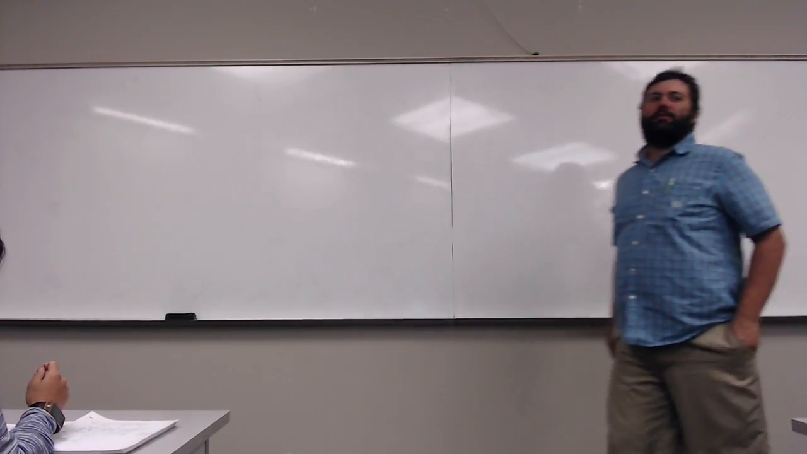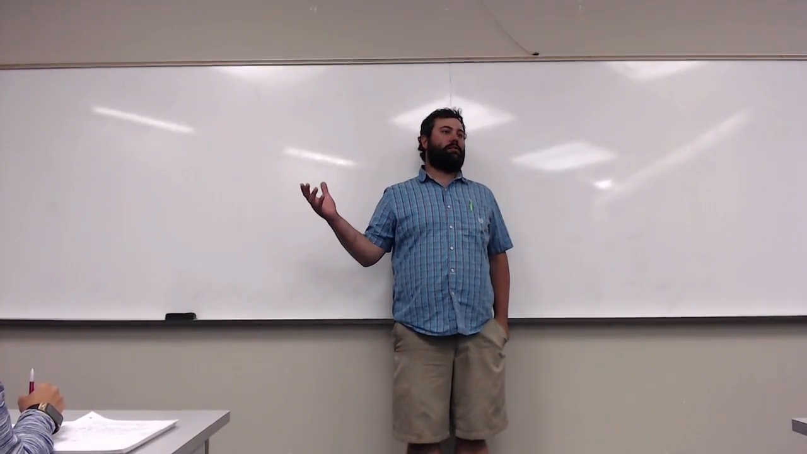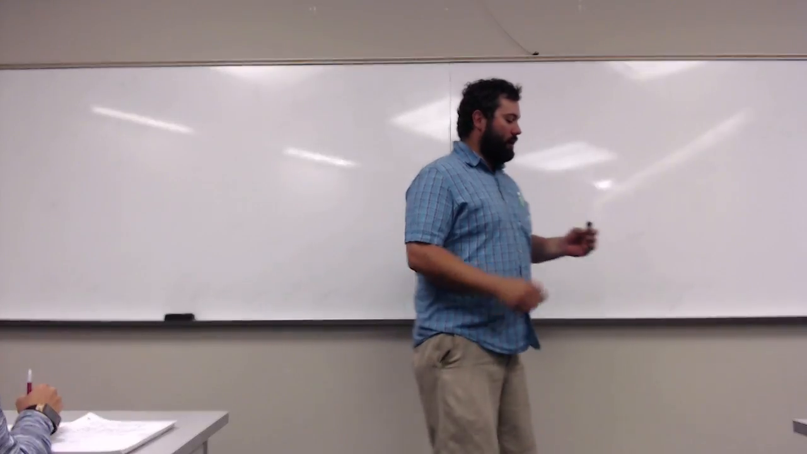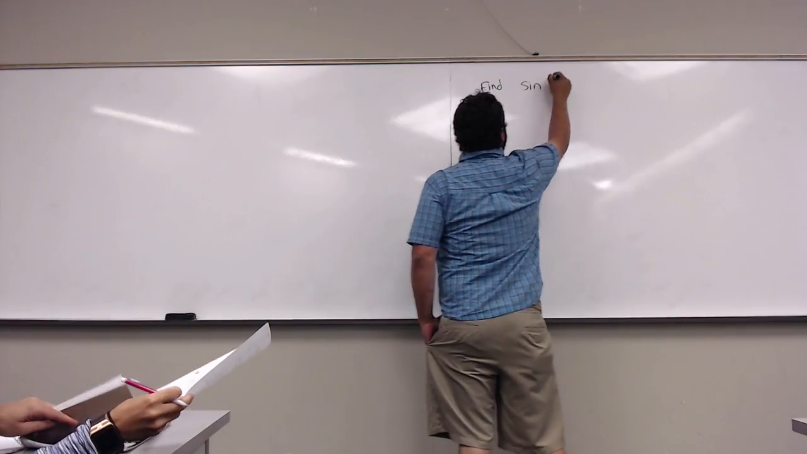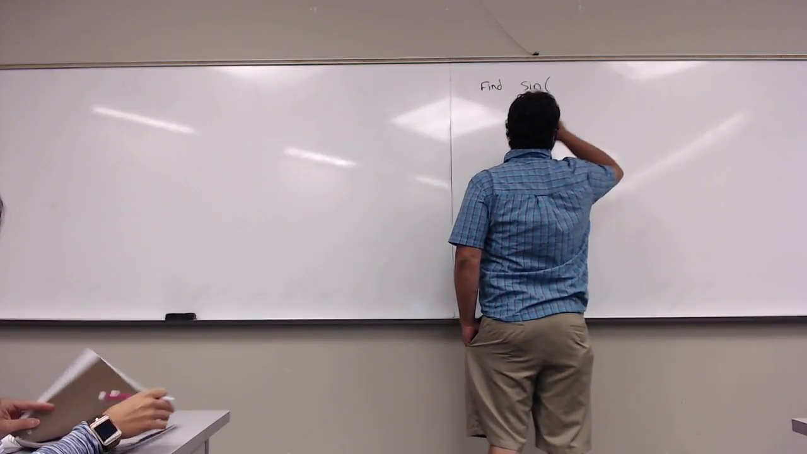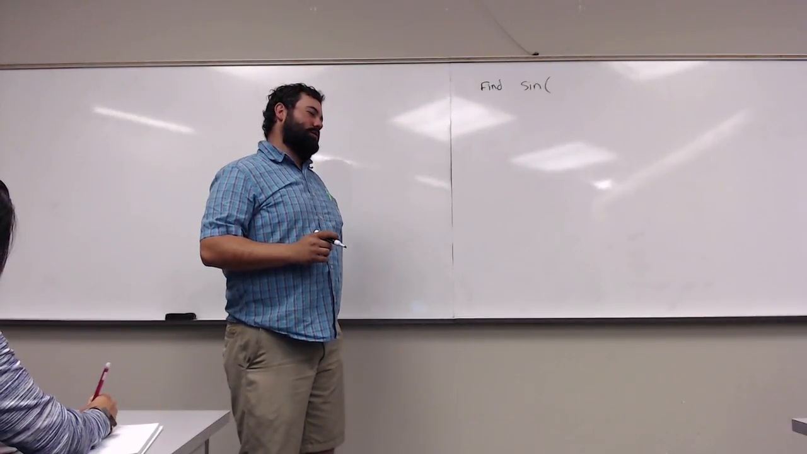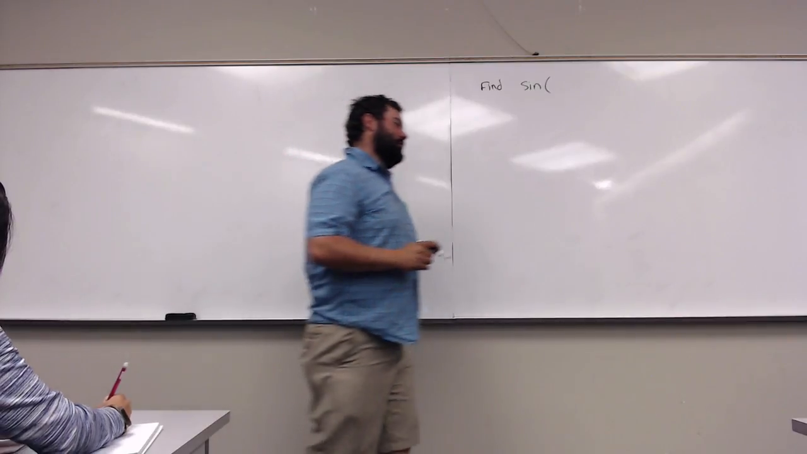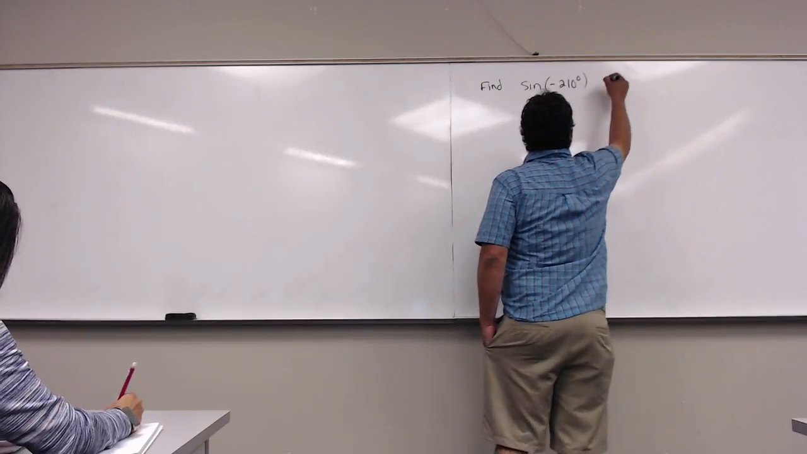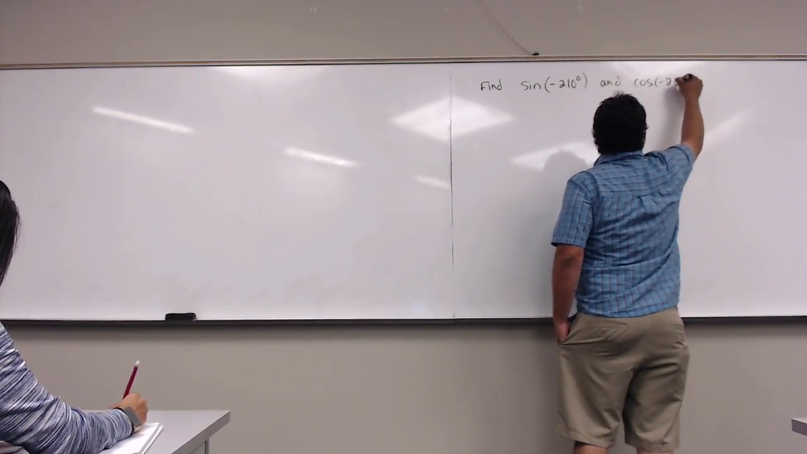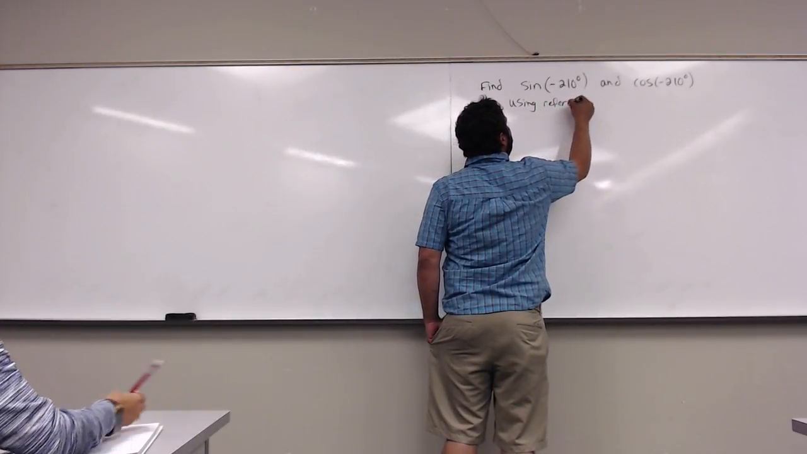First thing I want to do though is talk about reference angles, just because I'm seeing a lot of the same mistakes and notational issues. So I want to do an example of finding, let me just make this up, so say I wanted to do sine of minus 210 degrees and cosine of minus 210 degrees. Specifically using reference angles.